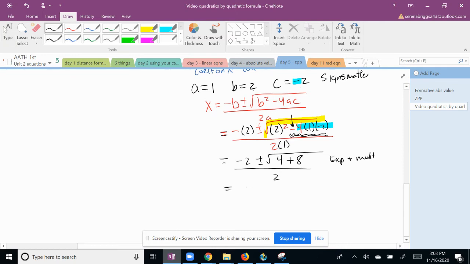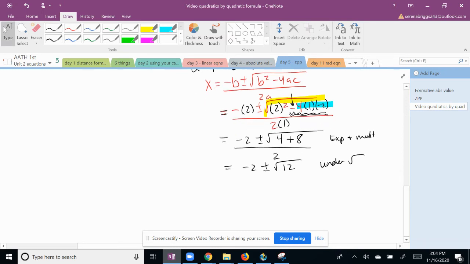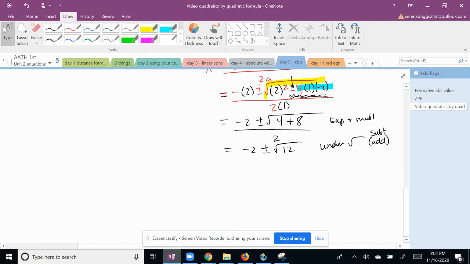My next step, I'm going to continue with the grouping symbols. Under the square root, it's 12. So I added, basically. Sometimes you'll subtract there depending on how many signs you have. All over 2. Watch out for bad canceling. I don't want to cancel these because that's addition. That is the last step.